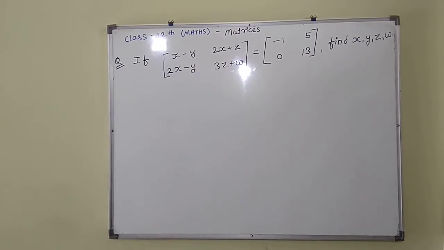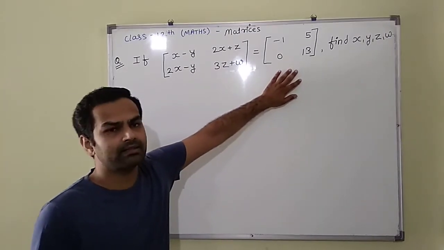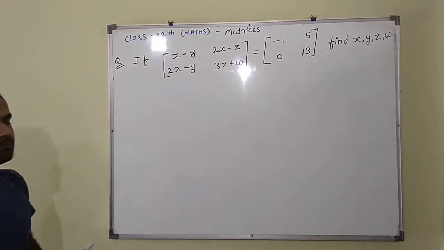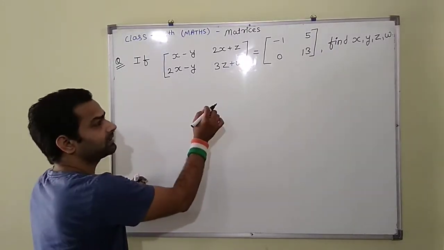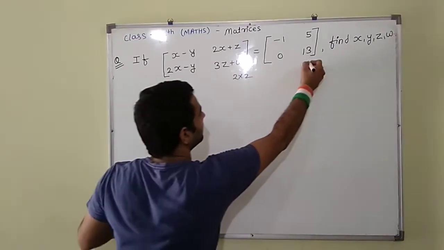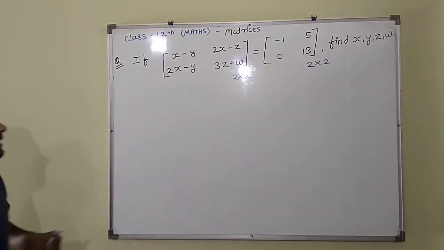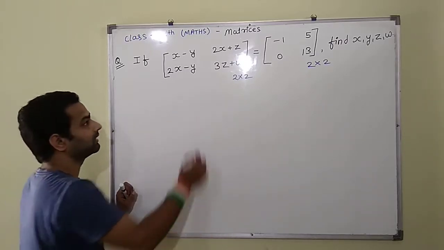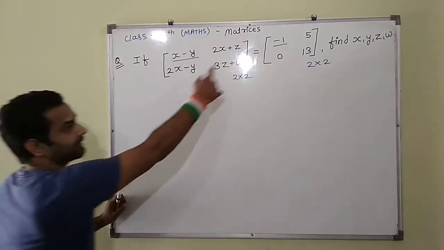Okay, so in this question it is already given that this matrix is equal to this matrix and we need to find x, y, z and w. So it is given that both the matrices are equal. Here is the sign of equality. So the first thing is that their order must be the same. It is already given as 2 cross 2 and 2 cross 2. Now as per the condition of equality, if two matrices are equal, then their corresponding elements must be equal. So the first element of the first row is equal to the first element of the first row in the second matrix.